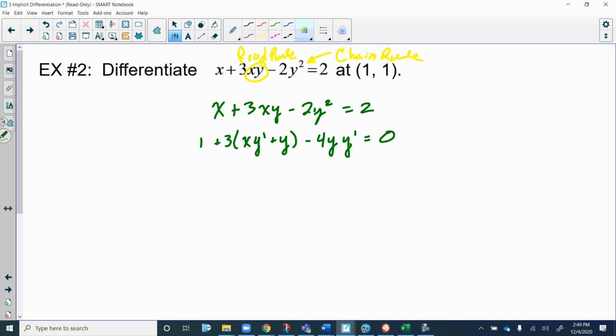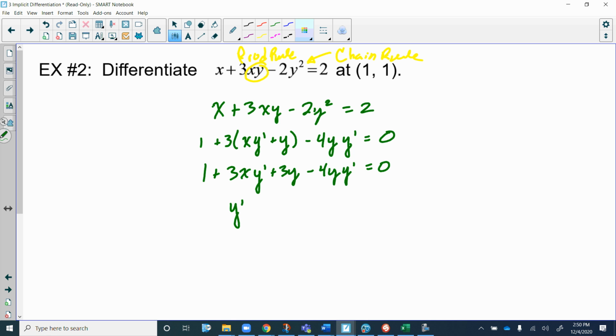Now we want to try to get y prime by itself. So you can see we have y prime in 2 places. I probably should have distributed the 3x or left it there. But let's go ahead and distribute: 1 plus 3x y prime plus 3y minus 4y y prime equals 0. And we want to factor the y primes out of the 2 terms that they're in.